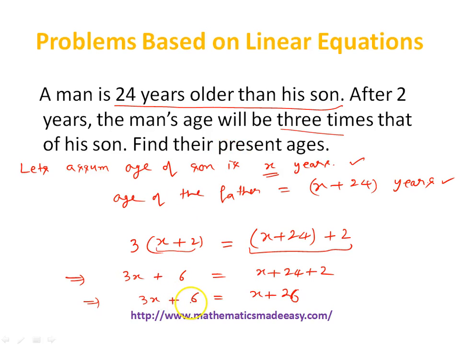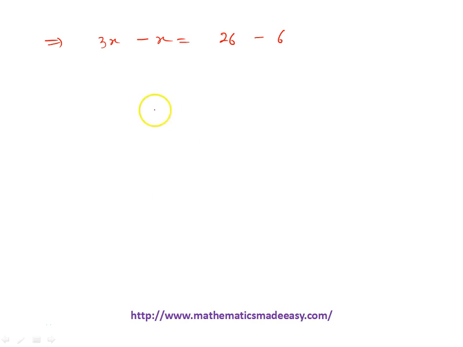So 3x minus x equals 26 minus 6, right? 6 will go to the right-hand side with a minus sign and x will come to the left-hand side with a minus sign, right? Let's simplify this now. 3x minus x would be 2x. 26 minus 6 would be 20. So here we have got x equal to 10.